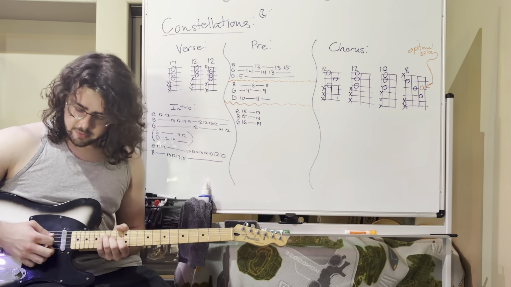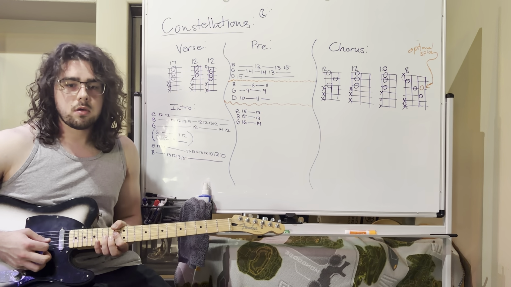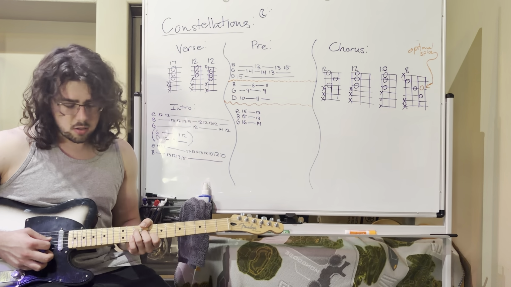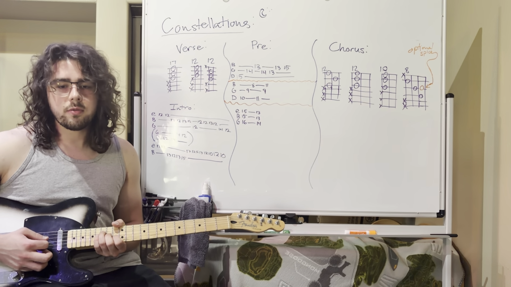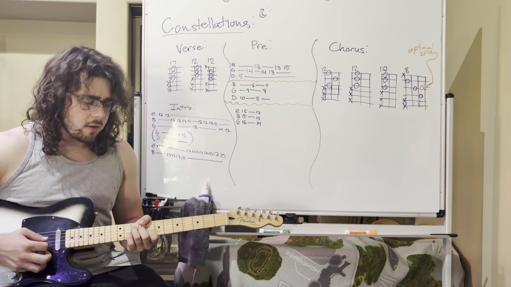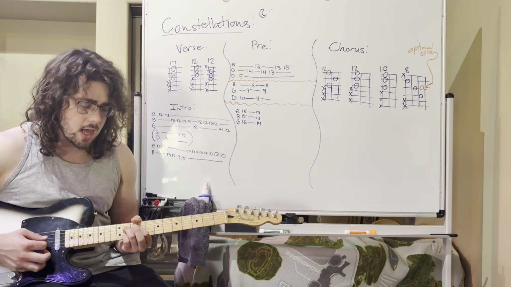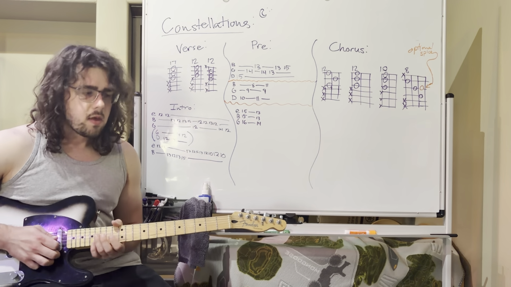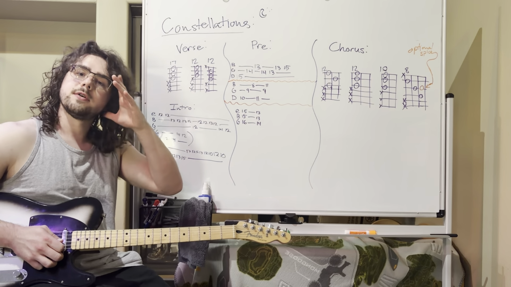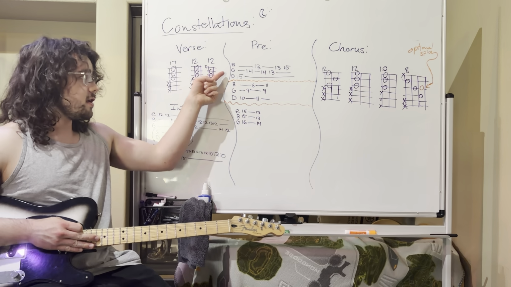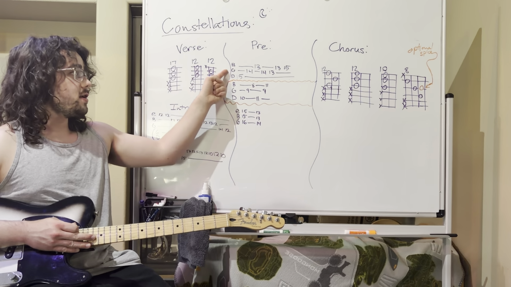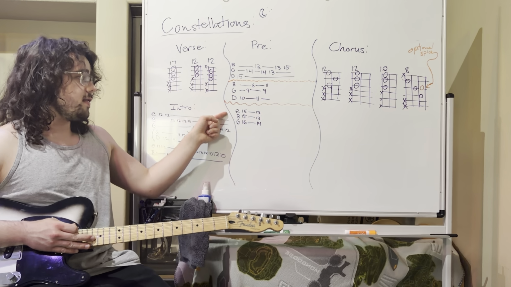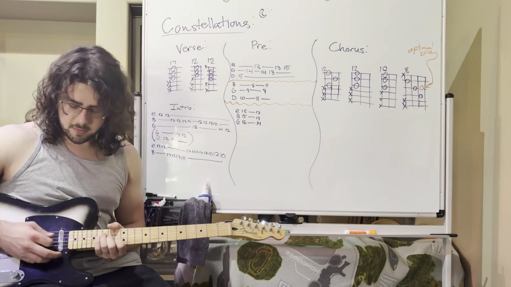So all together. Cities steal them all for themselves at night. And then it just repeats that phrase again. The pre-chorus is this, then that, then back to this, then that. This, then that, then this, then that. And all together, that's going to be.